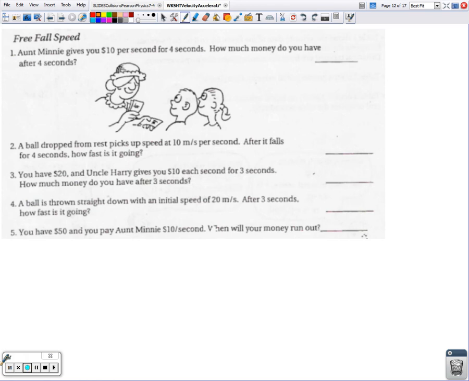First, you guys need an Aunt Minnie, because Aunt Minnie gives you $10 per second for 4 seconds. So Aunt Minnie just hands out tens.